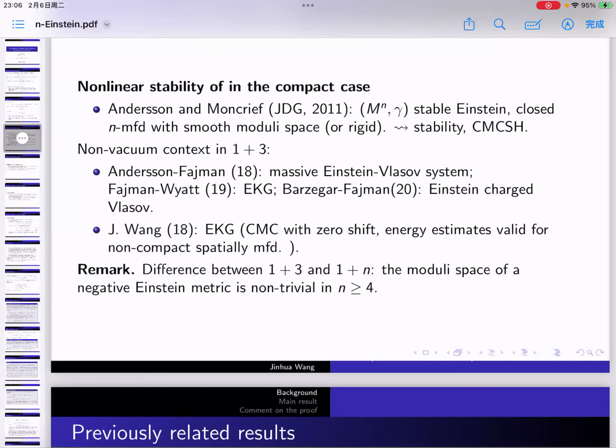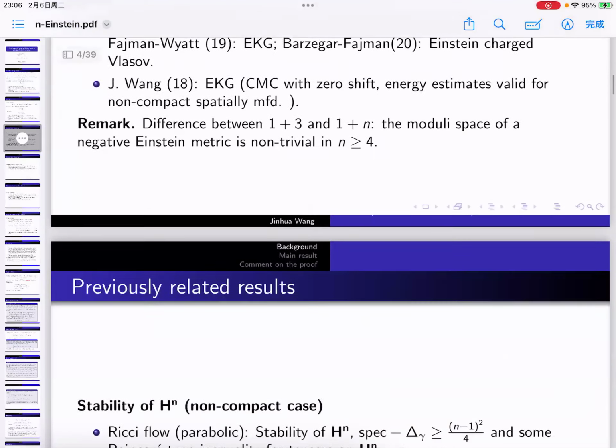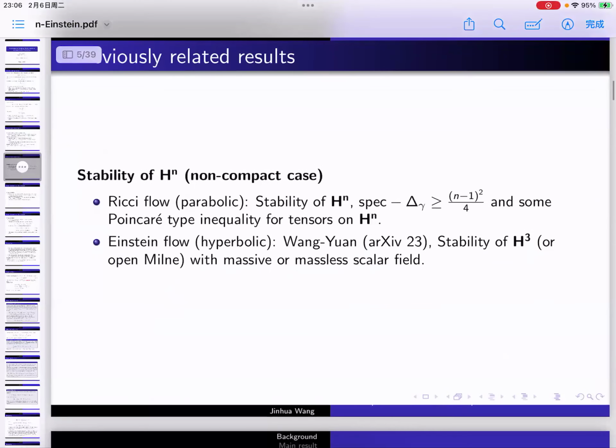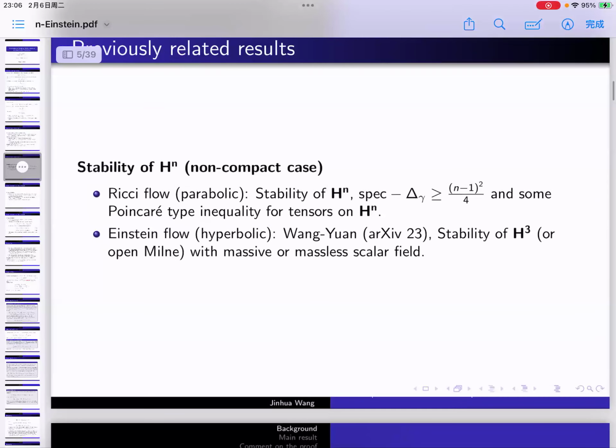And of course, the 1+3 dimension and the general dimension case could be very different. The main difference comes from the fact that the moduli space of a negative Einstein space is non-trivial in the high-dimensional case. And for the non-compact case, there were some stability results for this hyperbolic metric, for the Ricci flow case, the stability of the hyperbolic space.